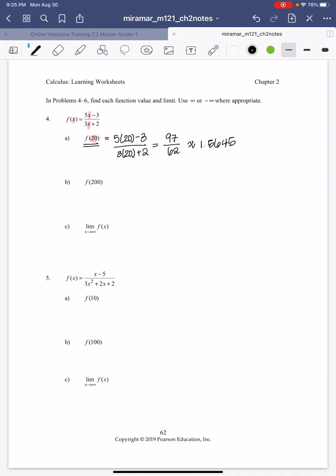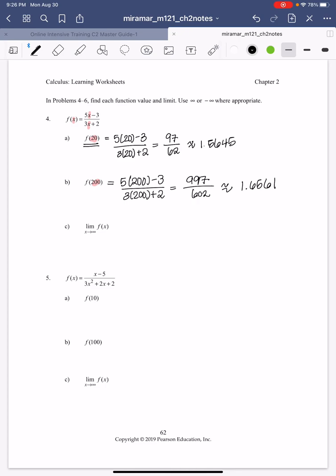We do the same thing here too. So f of 200, plug in 200 this time for x. So 5 times 200 minus 3, over 3 times 200 plus 2. So I'm having top number 997. Bottom I have 602. So in the decimal value I have 1.6561.